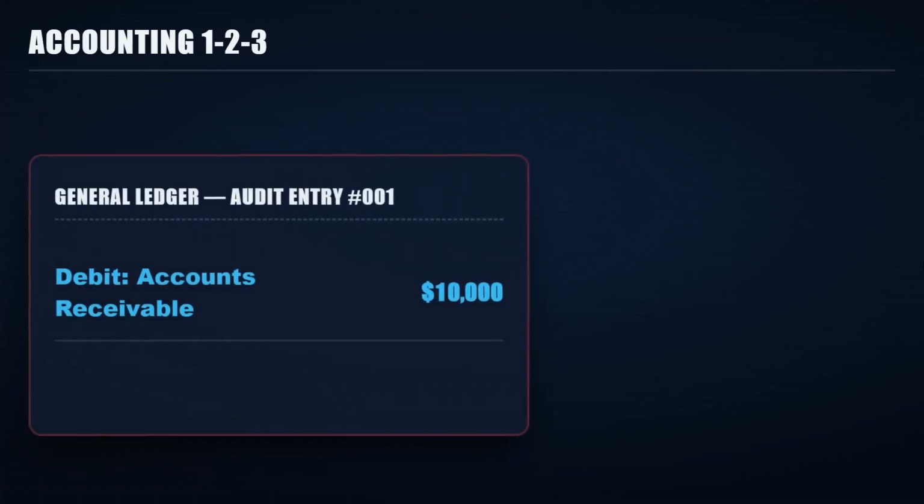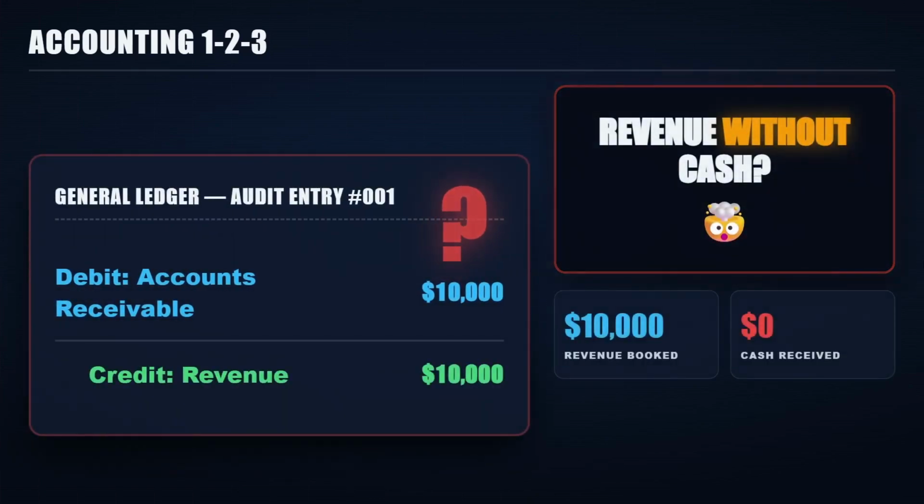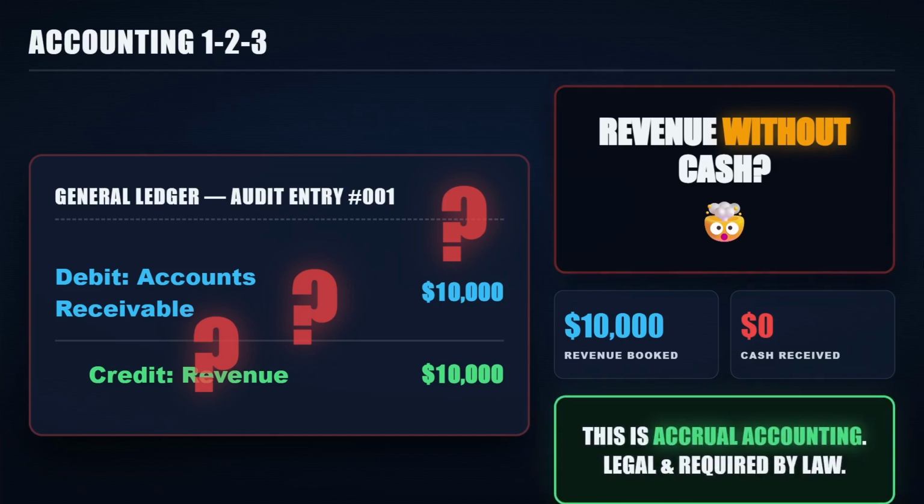How is this journal entry even legal? You're recording revenue, but you haven't received a single dollar of cash yet. Sounds exactly like corporate accounting fraud, right? Completely wrong. This is called accrual accounting, completely legal and absolutely required for most modern businesses.